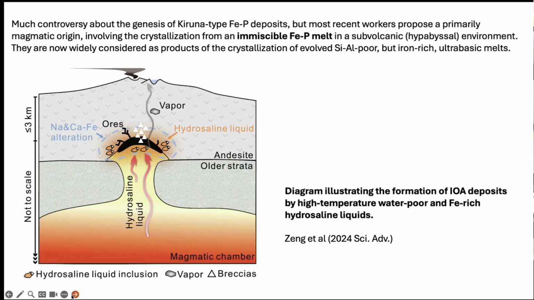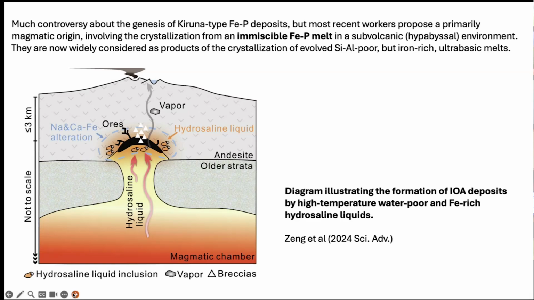Most recent workers propose a primarily magmatic origin, including the crystallization from an immiscible iron phosphorus melt in a subvolcanic or hypabyssal environment. They're now widely considered as products of the crystallization of iron-rich ultrabasic melts. This is how they're showing it, that there's some kind of immiscibility. And what's puzzling to me is that the immiscibility places the iron on top, which doesn't make sense. You'd think the iron would sink. But you can see people are struggling with conceptualizing these deposits.